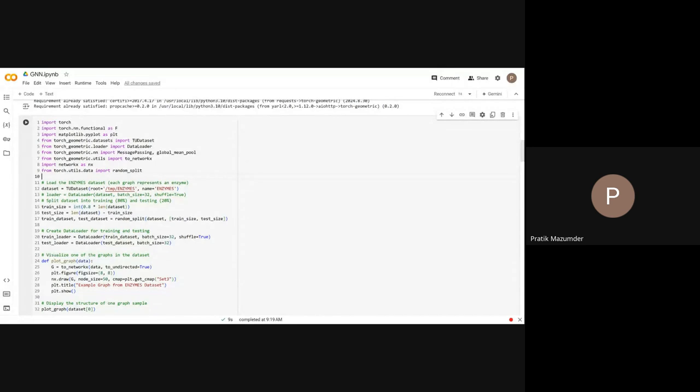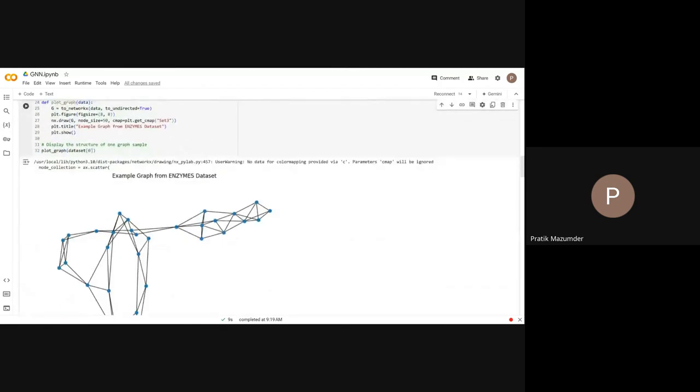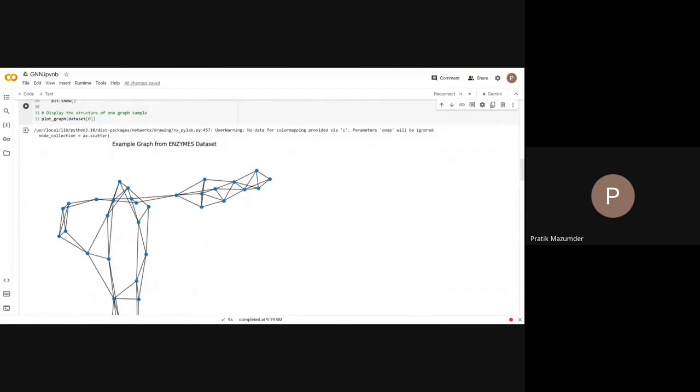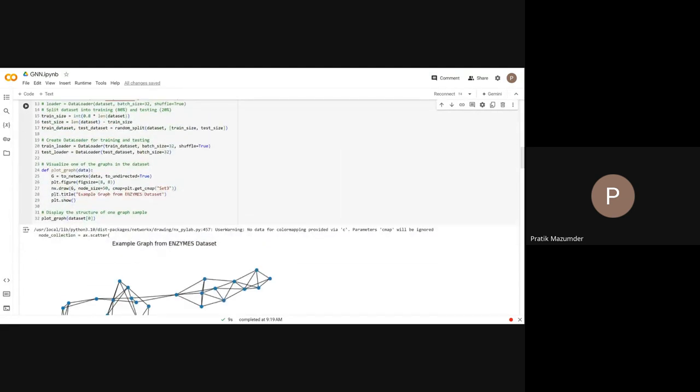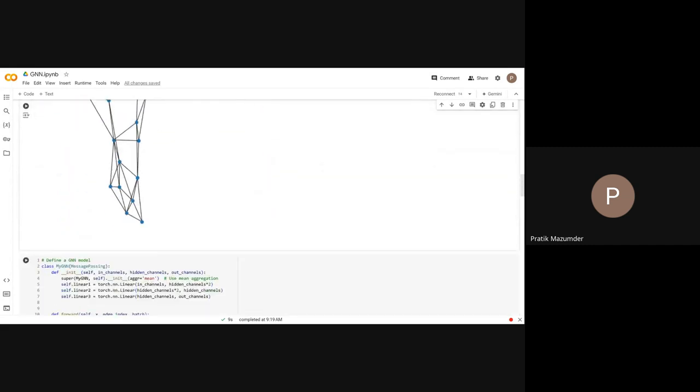Right. So I have been using the Torch Geometric. I'll release both yesterday's and today's code, so you can refer to those and try out your own versions of these things. We are looking specifically at a dataset which has molecular structures of enzymes, represented in a graph format. And we'll try to learn a graph neural network on top of it.